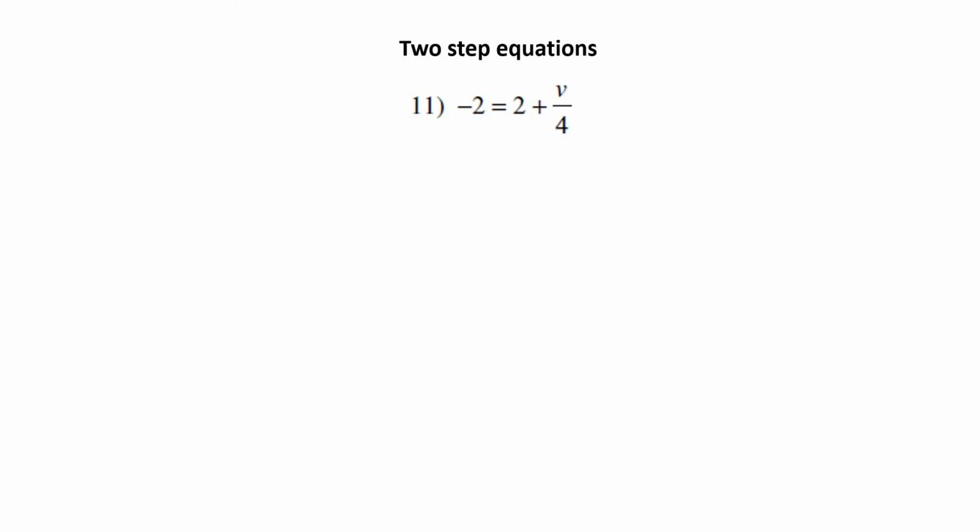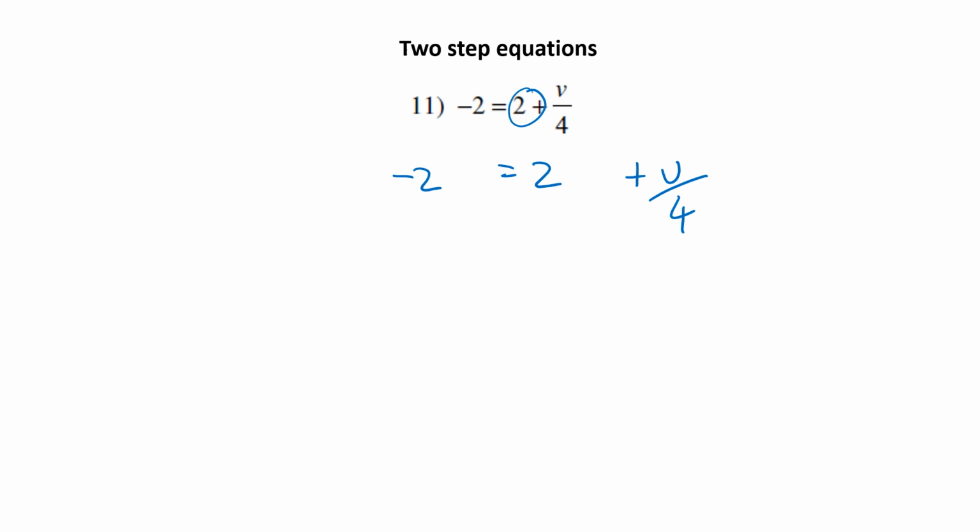So question 11. First off, what we're going to get rid of is that 2. If that's a plus, remember no sign in front means it's plus 2. So my inverse operation here is going to be negative 2. So let's write this out. I'm going to go minus 2. Let me leave a bit of space and go v divided by 4.